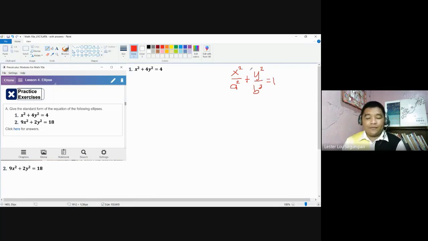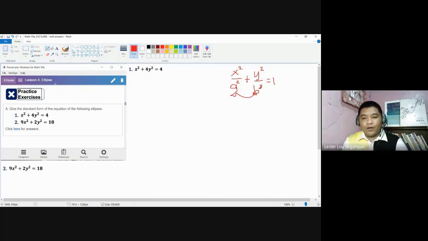This will only differ in its position, whether it's stretching horizontally or vertically, as to where we could see a or b. Take note, the value for a is always larger than the value for b. So if a squared, the larger value, is placed as the denominator of x squared, this is the form of an ellipse stretching horizontally. If we rewrite it and interchange the two values, where a squared will be the denominator of y squared, the ellipse is still centered at the origin, but it's now stretching up.